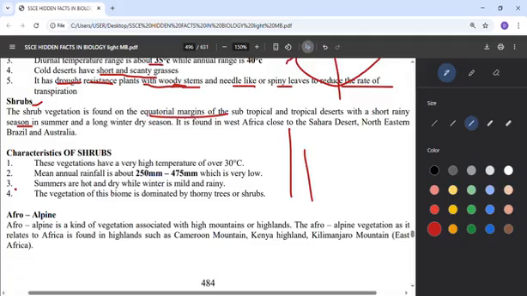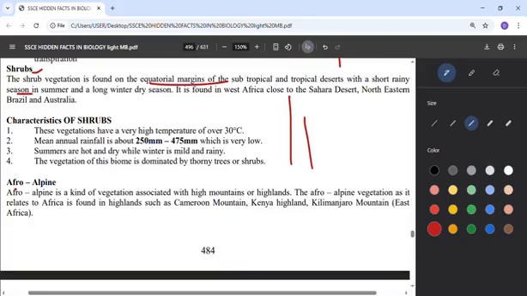Now another thing is the characteristics of shrub vegetation. They have very high temperature, and the mean annual rainfall is 250 to 475 millimeters. Summers are hot and dry, while winter is mild and rainy. The vegetation of this biome is dominated by thorny trees or shrubs.